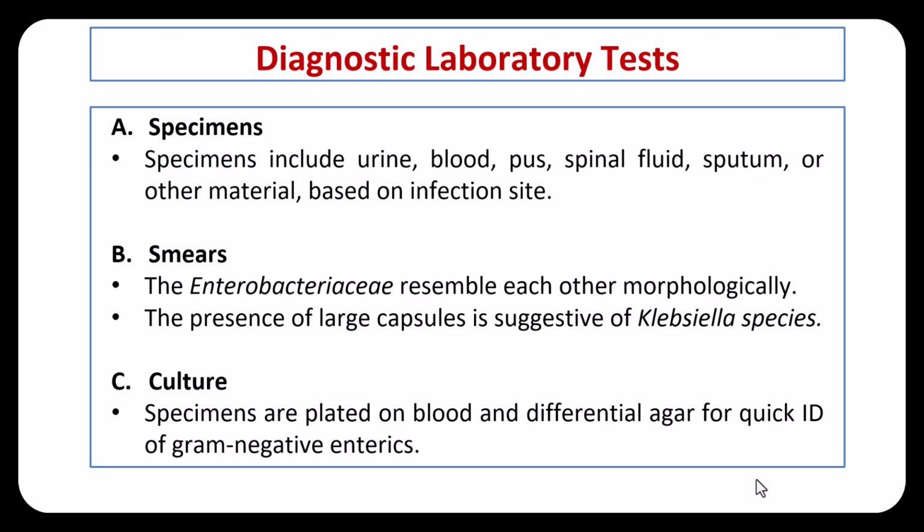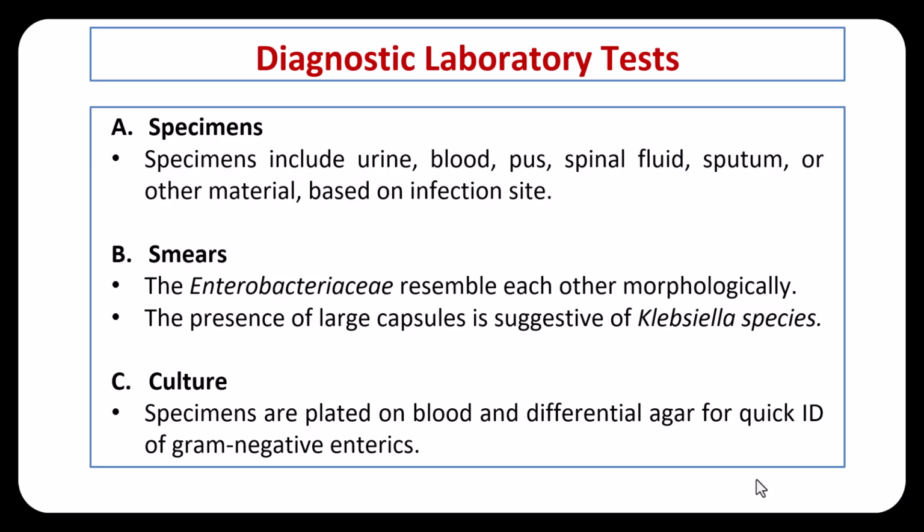The second step is microscopic examination by doing a smear and Gram stain. As I mentioned, this group of bacteria is Gram-negative rods. It means under the microscope they appear as pink rod-shaped bacilli. If we do a capsule stain, a large capsule may indicate Klebsiella. The specimens are cultured on blood agar and MacConkey agar. The differential agar for this group of bacteria is MacConkey agar. For quick identification of the Gram-negative enteric bacteria, we should culture on MacConkey agar.